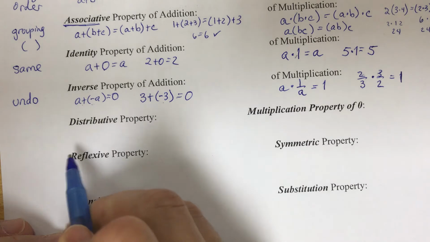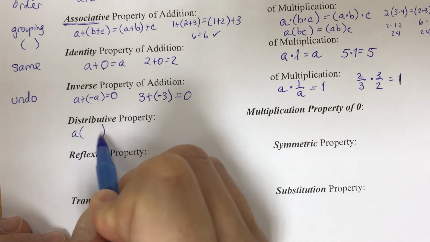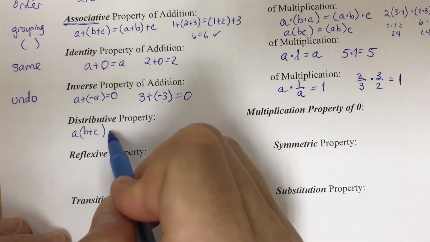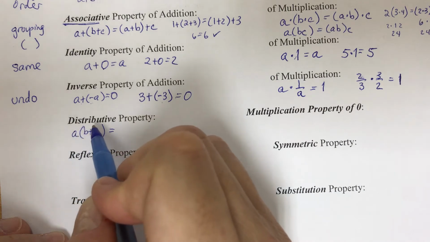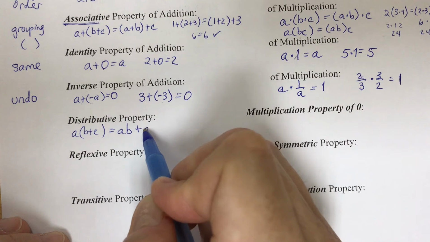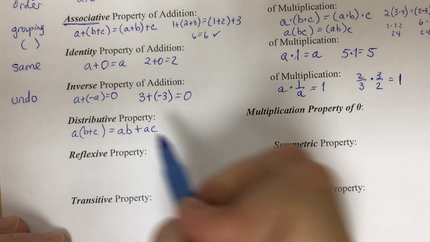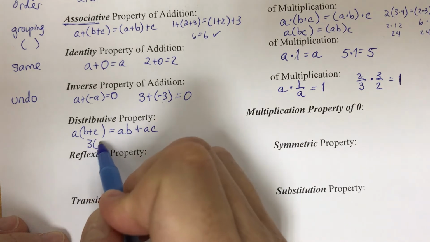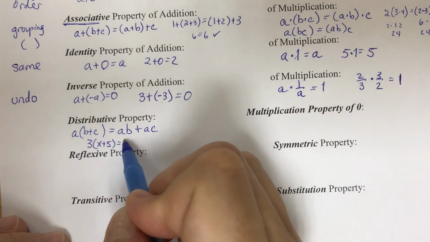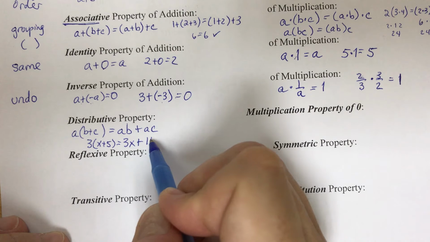Distributive property says that if I have a number a next to parentheses, and in the parentheses I have b plus c, then what happens is the a is going to multiply both of them, so it's a times b plus a times c. As an example, if I said 3 times parentheses x plus 5, that would be equal to 3x, 3 times x, plus 3 times 5, which is 15.